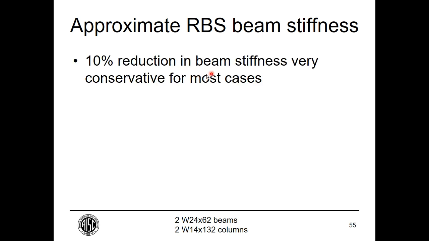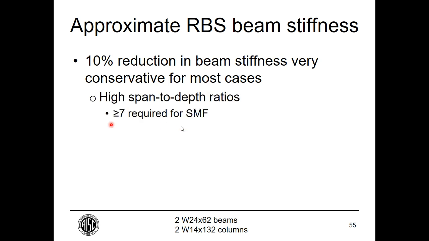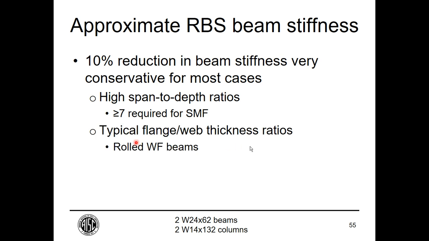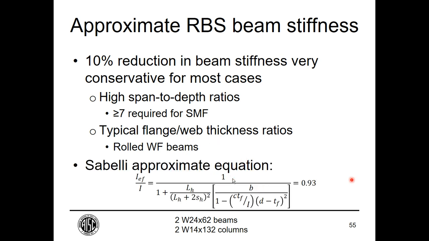In most special moment frame cases, the 10% reduction can be pretty conservative. We have a higher span to depth ratio, typically well above 7. And for a rolled section, the flanges aren't the whole story. The web participates quite a bit. So I derived an approximate equation just based on a non-prismatic member, and found that if you put in this reduction that we have, instead of a 10% reduction, it's more like a 7% reduction for the beam that we've selected.